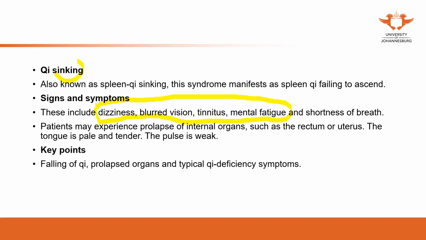Qi sinking. Do you think that this kind of person will have sufficient qi? If they have sufficient qi, the qi won't sink, so it can disperse all over the body. So qi sinking mostly is also combined with qi deficiency. When the qi sinks, it moves downwards.